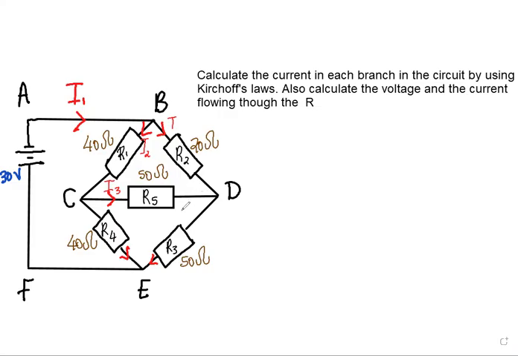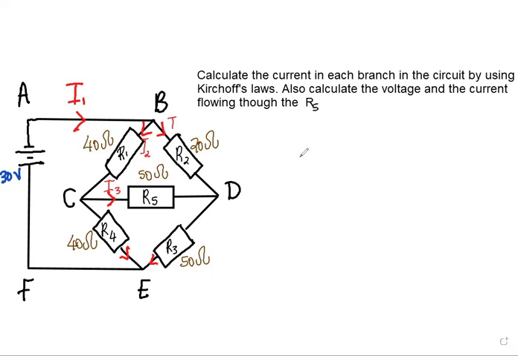So in this session, we'll be dealing with Kirchhoff's laws. They are asking us to calculate the current in each branch of the circuit by using Kirchhoff's laws. Also calculate the voltage and the current flowing through the R5 resistor, right? When you look at the circuit that we're given here, we're going to apply Kirchhoff's laws.